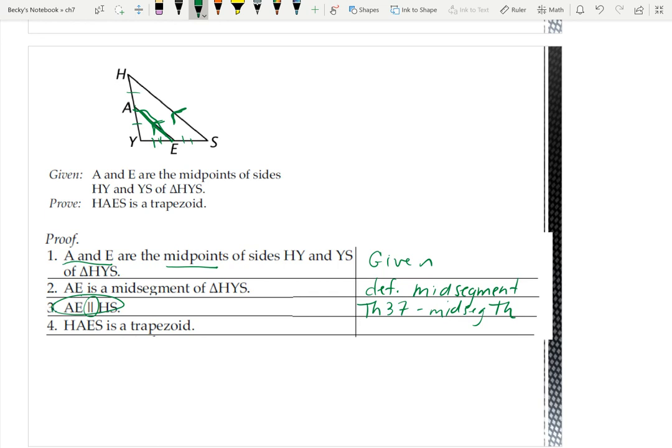So how can we prove that it's a trapezoid? Any ideas? It's going to be a definition. Definition of a trapezoid. Now we're not going to say it's isosceles because isosceles means the two sides are the same. And if we look back up at this picture, we can see that these two sides are not the same. We just know it's a trapezoid because these two lines are parallel.